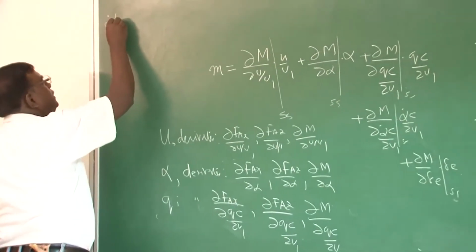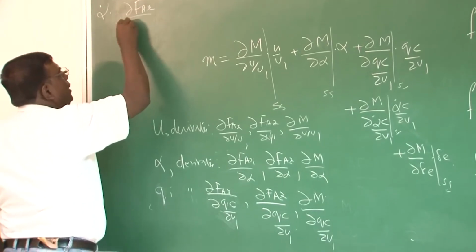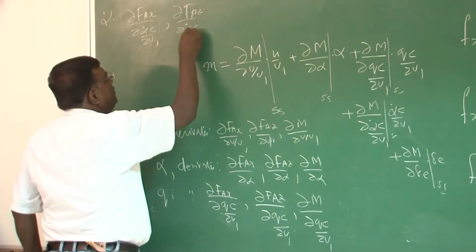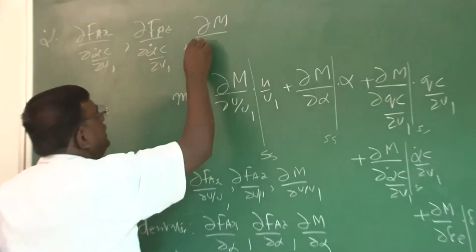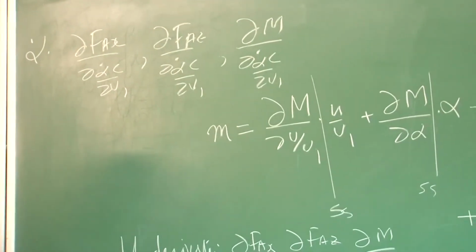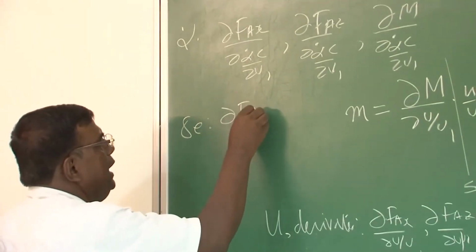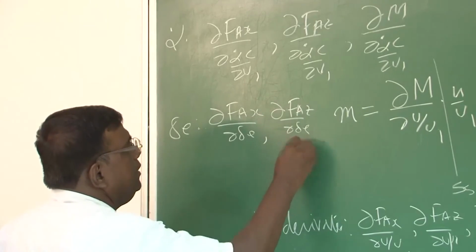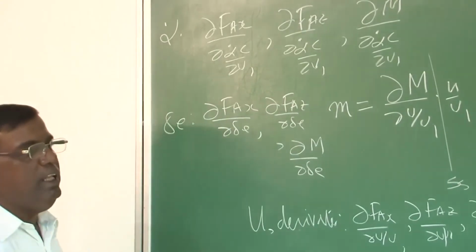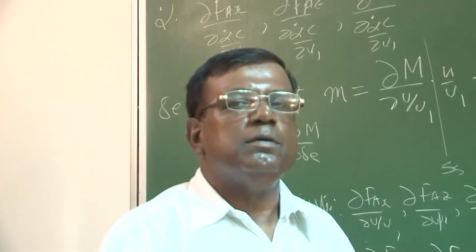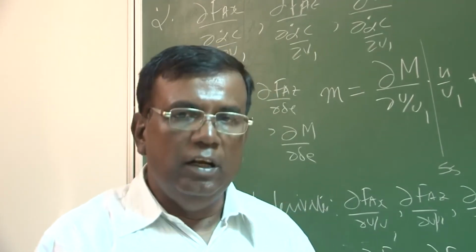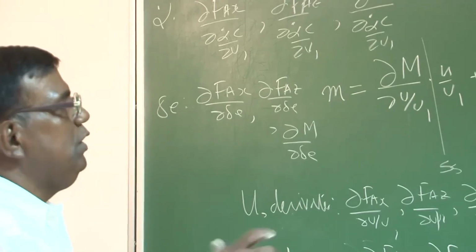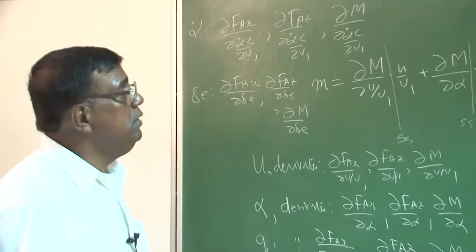Alpha dot derivatives will be dfax by d alpha dot c by 2u1, then dfaz by d alpha dot c by 2u1 and dm by d alpha dot c by 2u1. They are alpha dot derivatives, and we have delta E derivatives. They will be dfax by d delta E, similarly dfaz by d delta E, and similarly dm by d delta E. Please understand, when I write delta E, I am talking about the elevator. If the perturbations are coming because of any other control surfaces which affect longitudinal motion, let us say flap deflections, then delta E has to be replaced by delta F for the flap. This is to give you the basic idea. There will be multi-control longitudinal control, so you have to go on adding those influences.